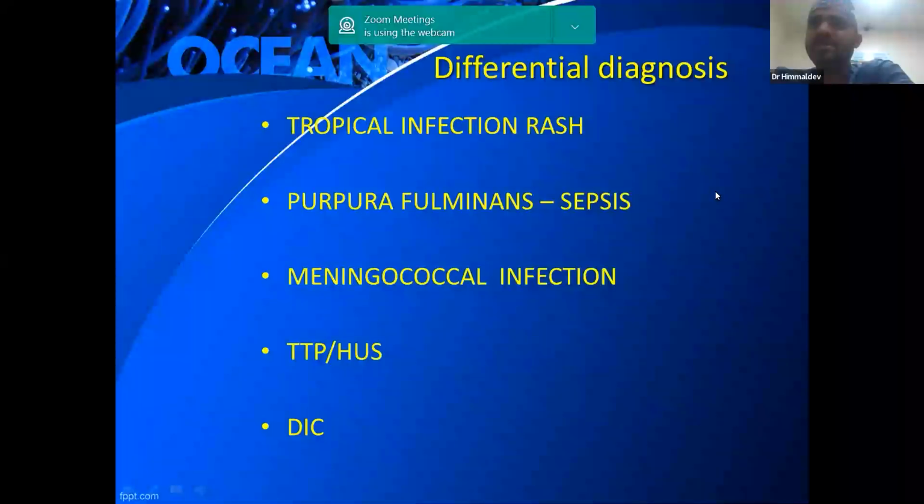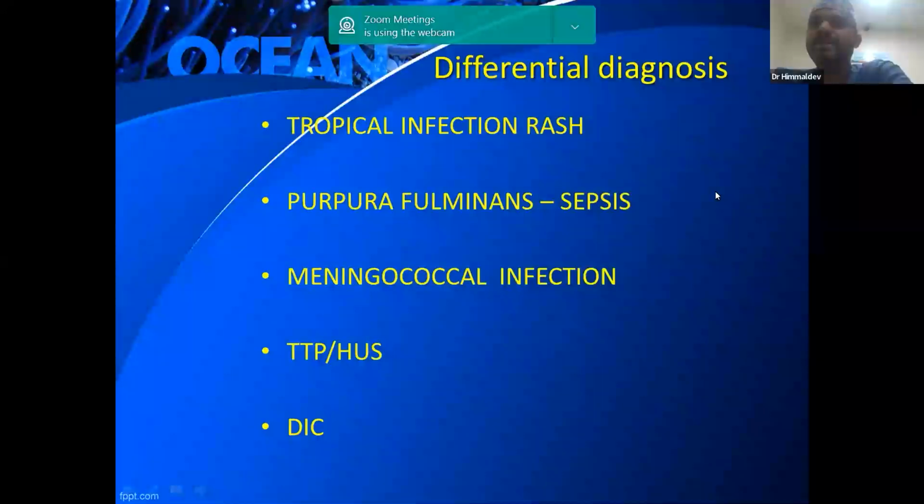Some of the patients also will have meningococcal meningitis, which can present with florid rash called meningococcal rashes, and some other vasculitic lesions like thrombotic thrombocytopenic purpura and hemolytic uremic syndrome are common, and we can also see it in DIC. So what do you think this rash could be?